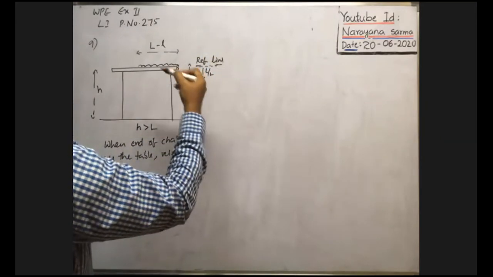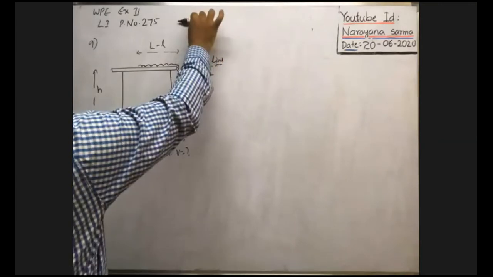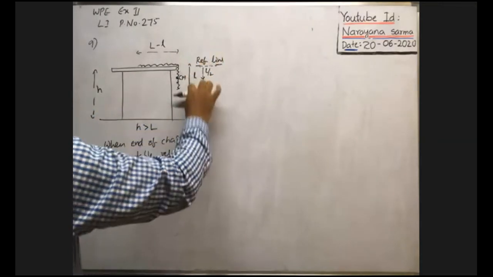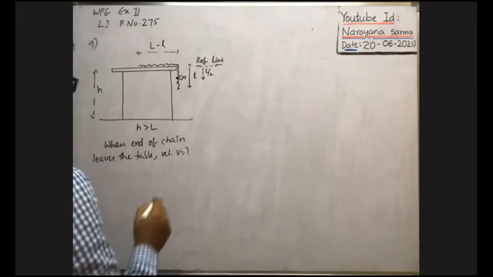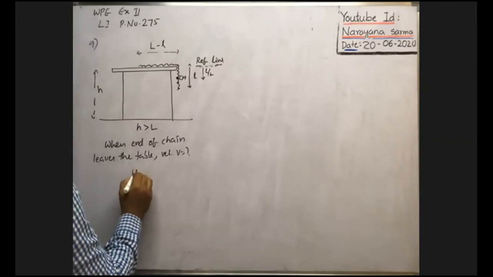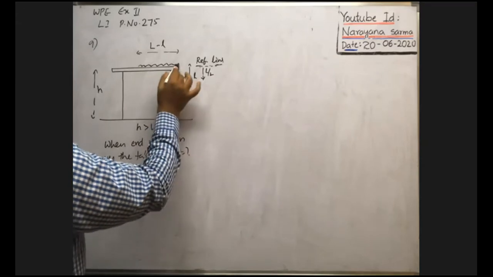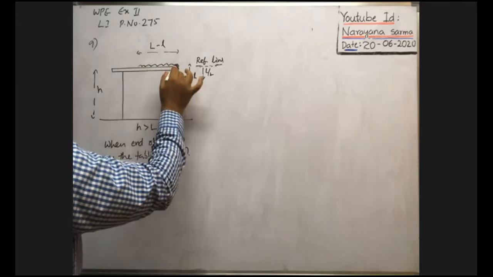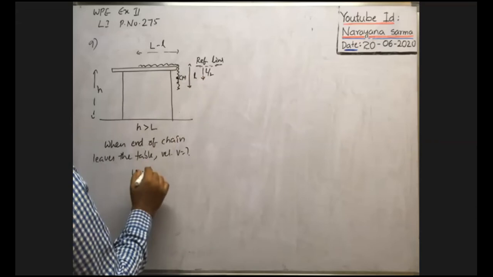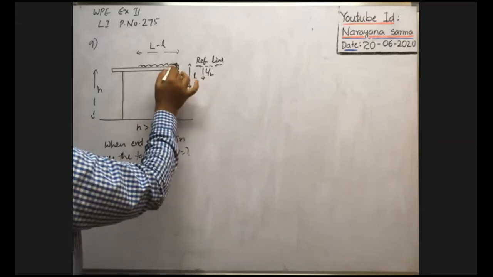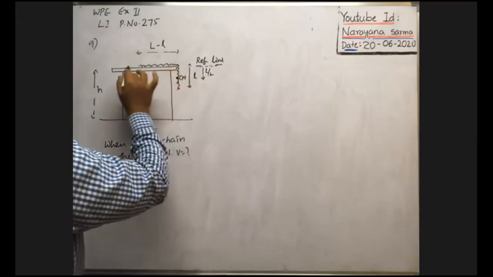That's why potential energy is negative. If it is above the reference line, potential energy is positive. If it is below the reference line, potential energy is negative. So the initial potential energy of the system means the potential energy of the chain on the table and the potential energy of the hanging part. The potential energy of the chain on the table is zero, as it is at the same reference level.